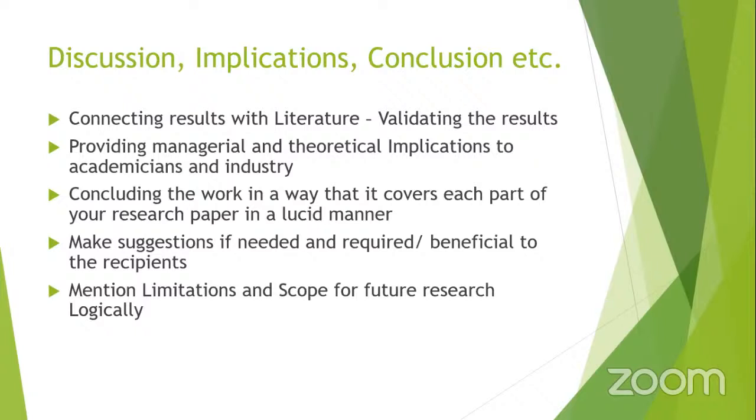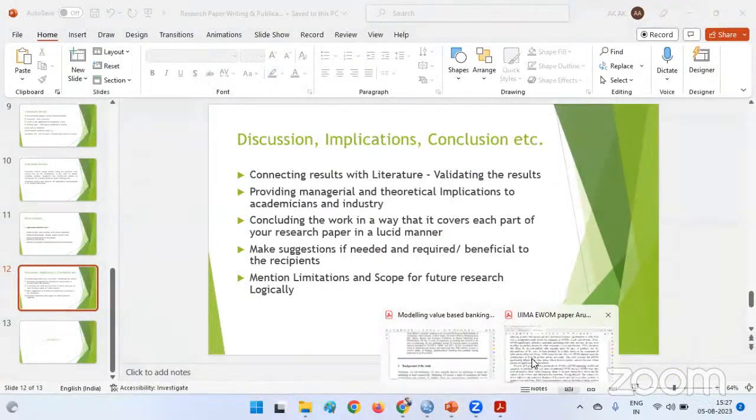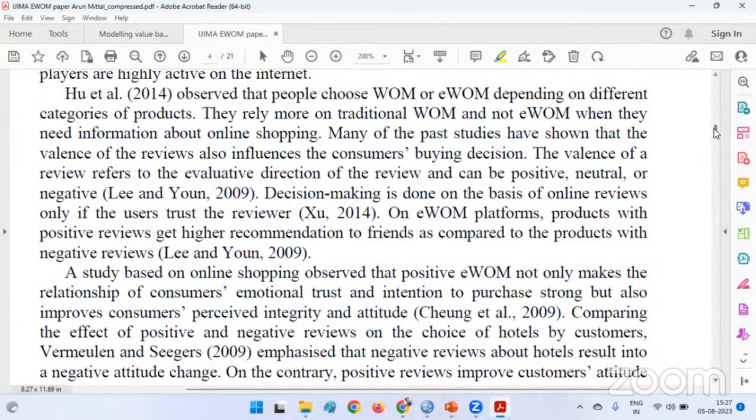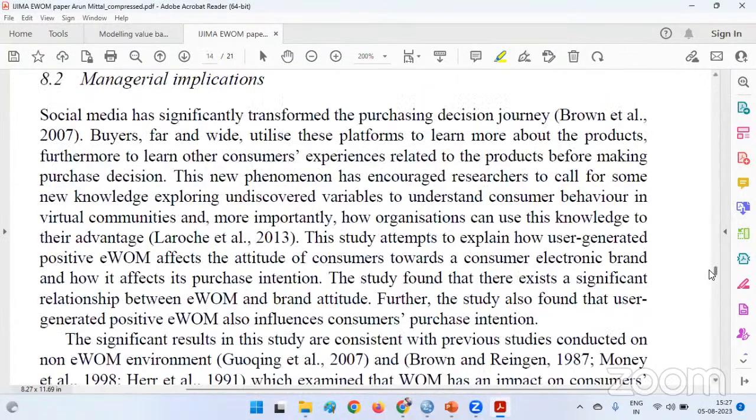Now we have discussion, implications, and conclusion. In the discussions, we actually connect the results with the literature. We validate the results in the light of the literature. So we never write discussions in isolation. Suppose I show you in any of these papers, like in this paper, how we write the discussions.